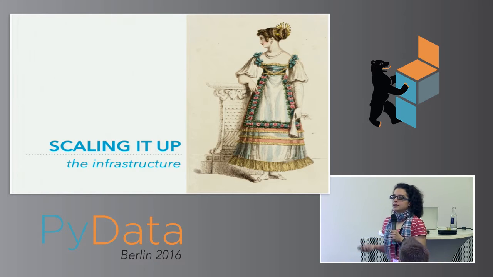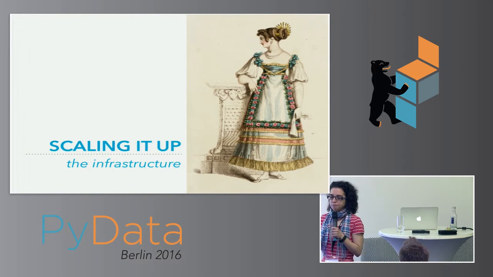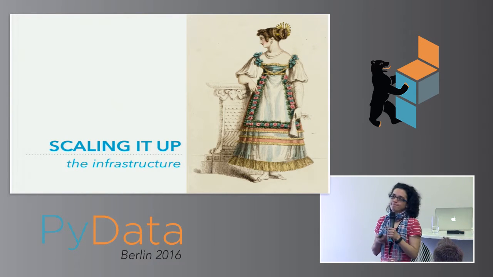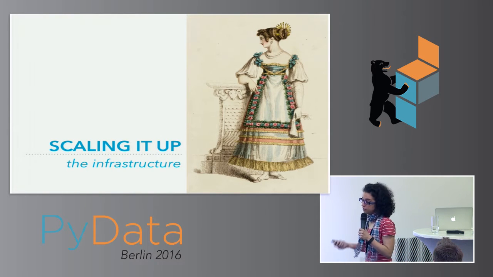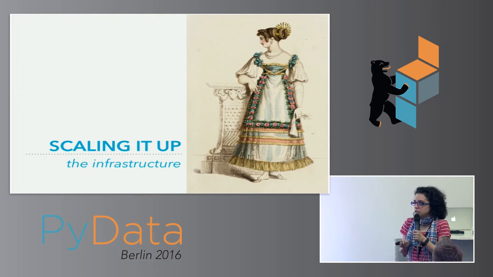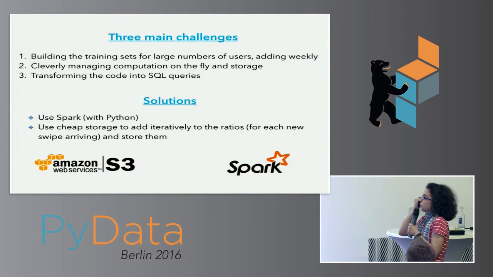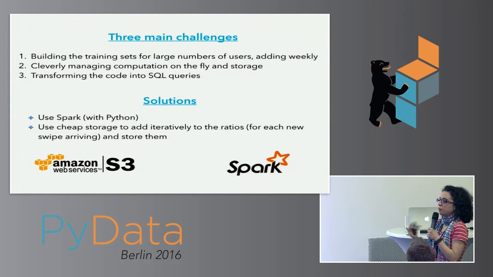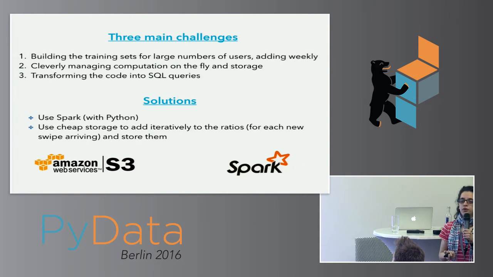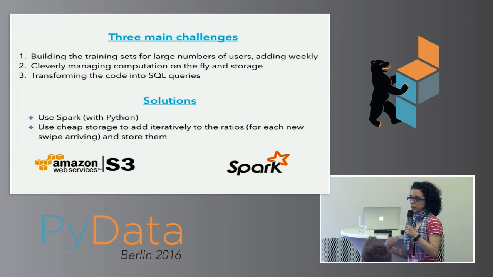The main problem is how to scale this up, which is what we're working on at the moment, because we have a good number of users, and we want to be giving this recommendation to everyone. Again, very tailored to you. How do we do this? So we need to do a good compromise between time complexity and storage. And what we came up with was we build the training set for the large number of users and we add weekly to it with the new swipes you have produced during the last week.